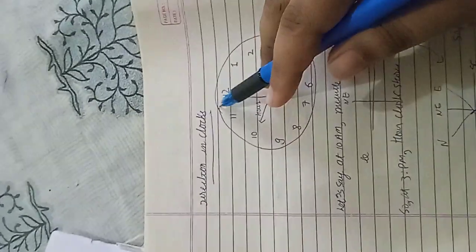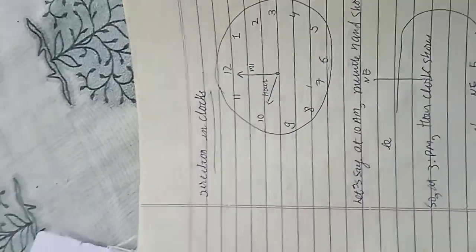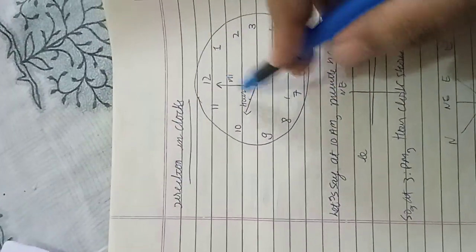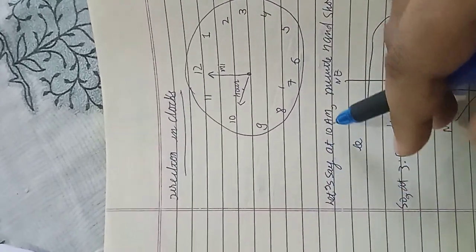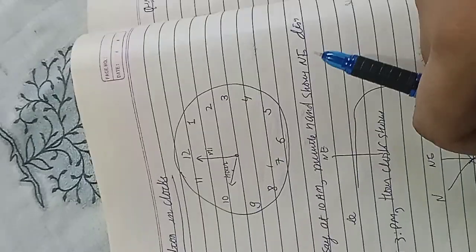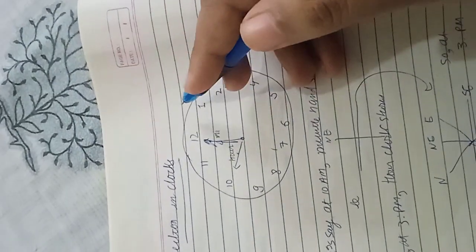Okay, so this is the third case of directions. Direction in clock. Suppose this is the clock given and this is the time shown, 10 a.m. Hour hand here, minute hand here. This question statement is, let's say at 10 a.m. minute hand shows northeast direction. This is the minute hand and it is showing northeast direction.